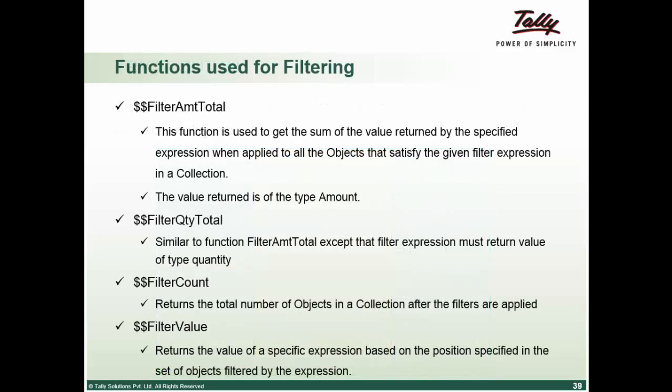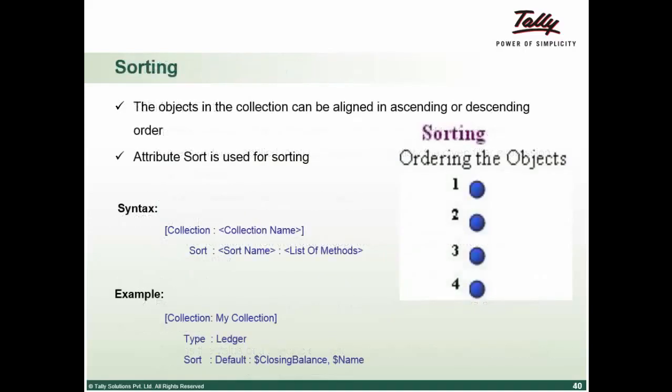We've already seen the functions for filtering. Now coming to sorting. Sorting refers to the arrangement of objects in a specific order within the collection. The ordering is done on the basis of the specific method that is available in the object. This can be in ascending or descending order. Now the sort that you are going to do at your collection level is only for the view purpose. Internally it is not going to change the position of the object.